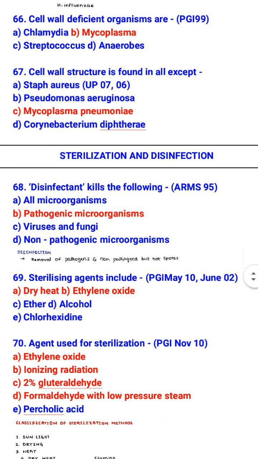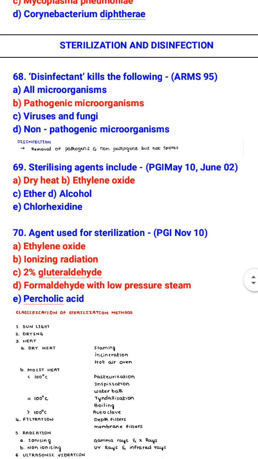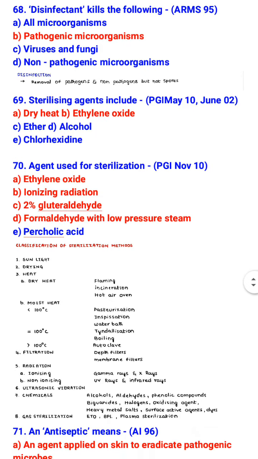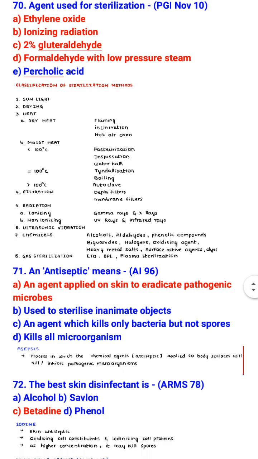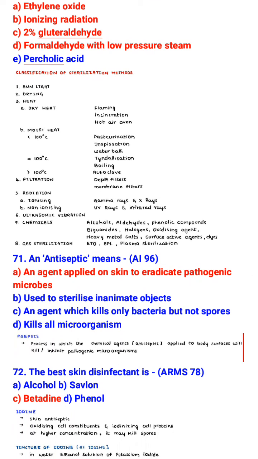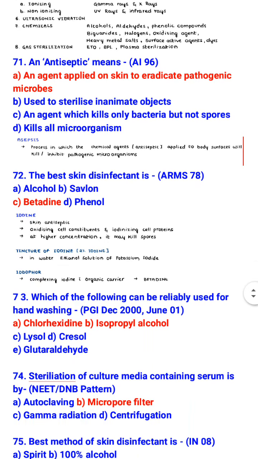Now sterilization and disinfection. Disinfectant kills the following pathogenic microorganisms. Sterilizing agents include dry heat and ethylene oxide. Agent used for sterilization is ethylene oxide, ionizing radiation, 2% glutaraldehyde and formaldehyde with low pressure steam. An antiseptic means an agent applied on skin to eradicate pathogenic microbes. The best skin disinfectant is betadine.